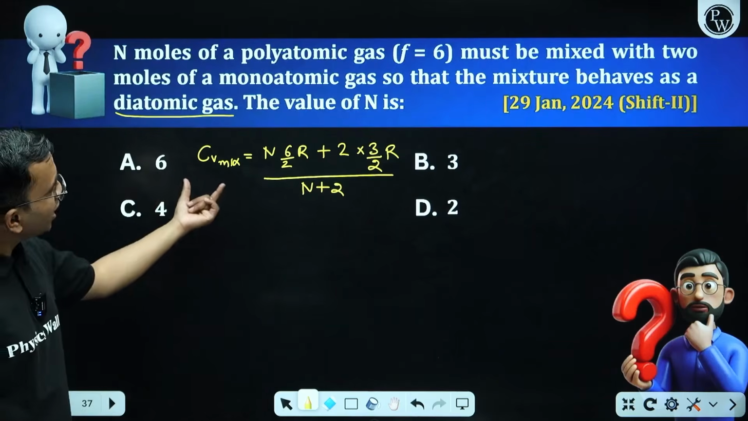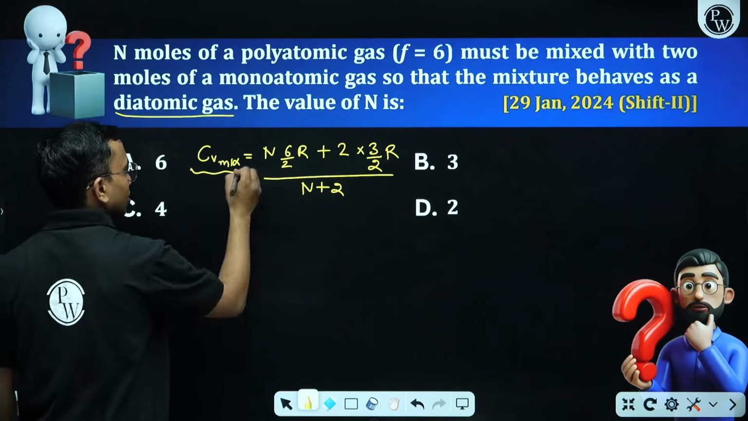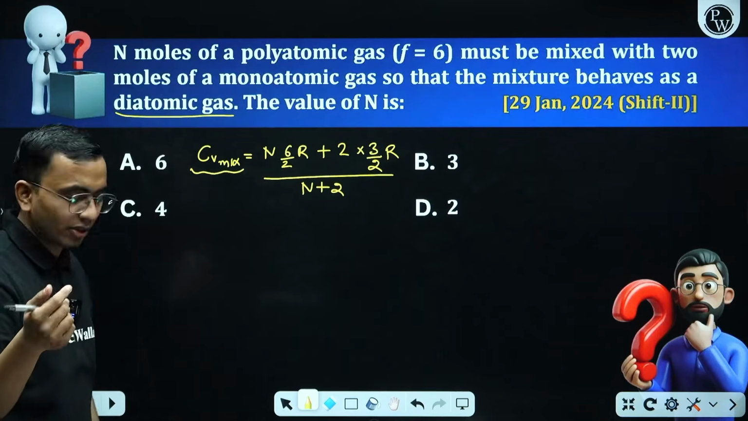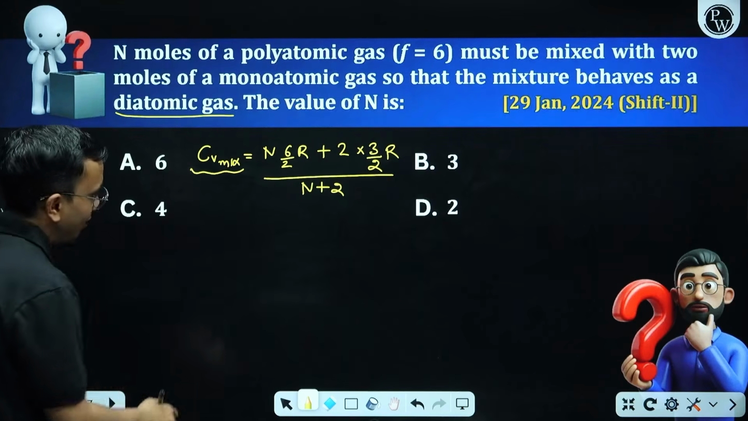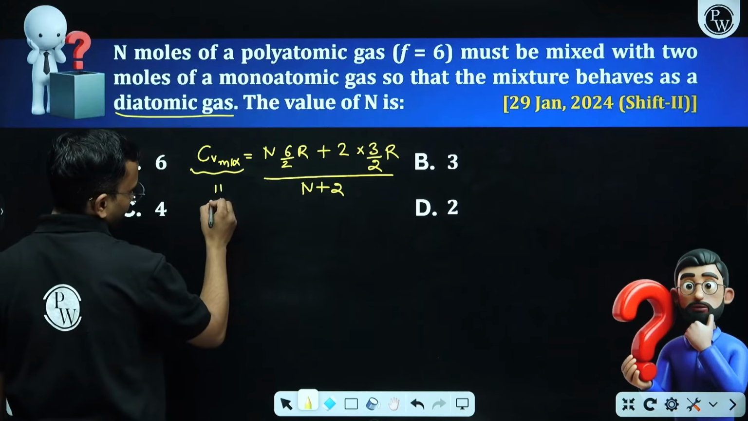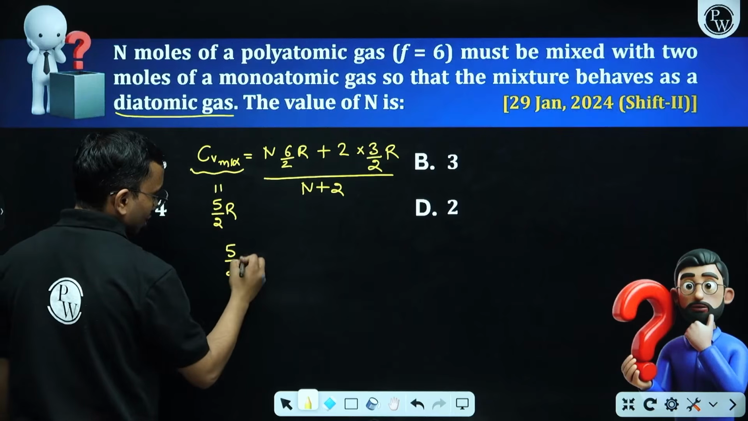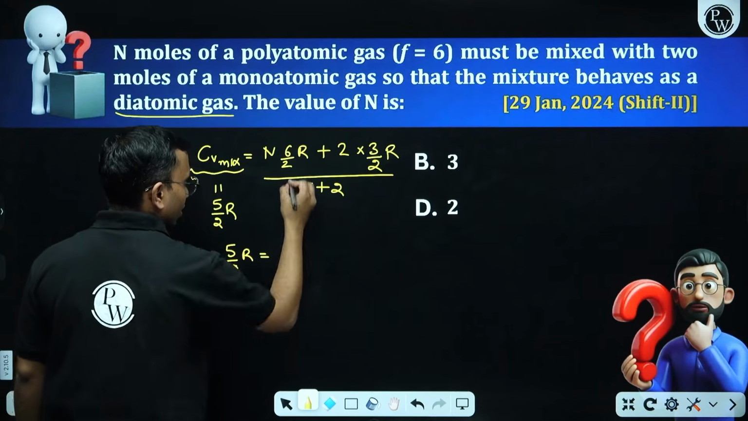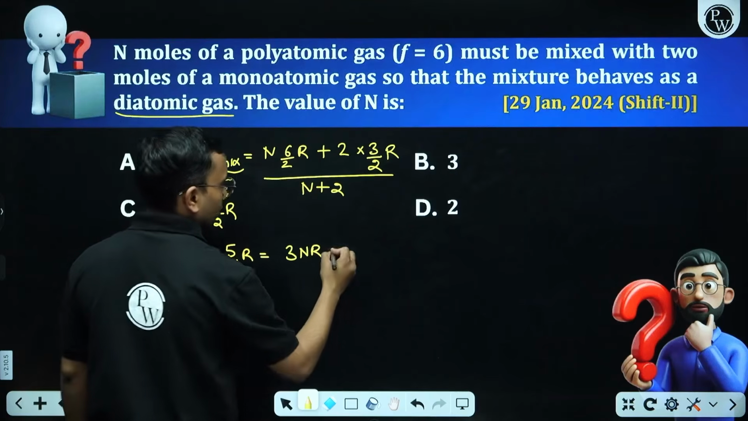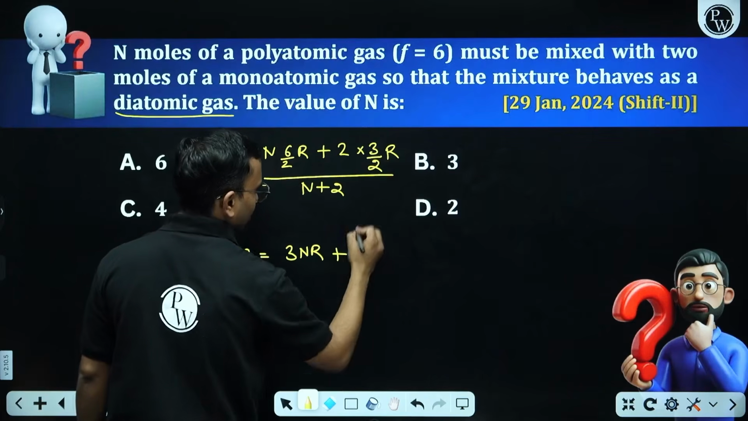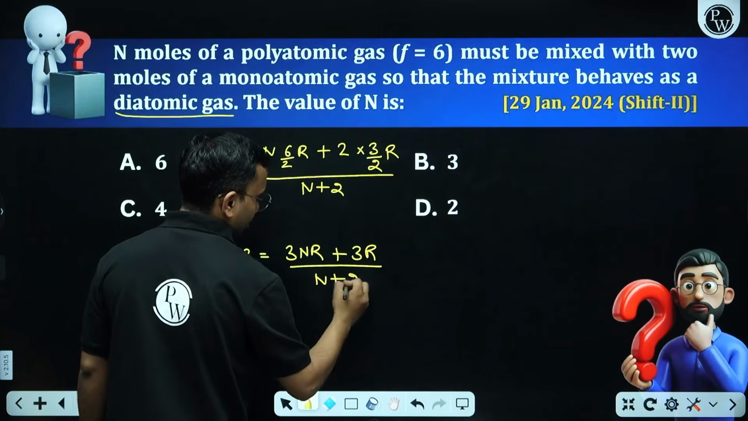Now this behaves effectively like a diatomic, means this CV mixture is equal to the CV of the diatomic gas. What is that? 5 by 2R. So this is my 5 by 2R. So write it, 5 by 2R is equal to, this becomes 3NR plus this is 3R, divided by N plus 2.